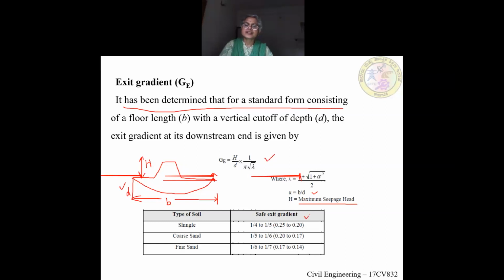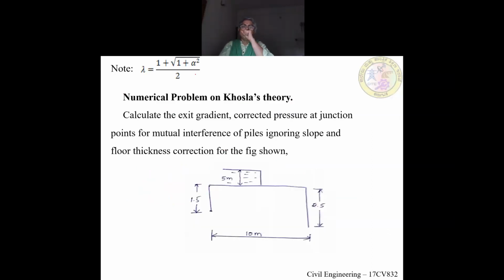The safe exit gradient or the critical exit gradient is defined for different types of soil. For shingle it is 1/4 to 1/5, or it should be 0.25 to 0.2. For coarse sand it is 1/5 to 1/6. For fine sand it is 1/6 to 1/7. So the standard values have been given. This formula has to be remembered to calculate the exit gradient. I've written here, it is 1 plus root of 1 plus alpha square divided by 2. Let's take a numerical problem.